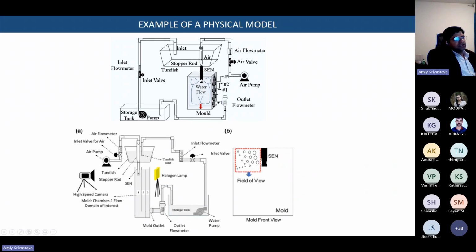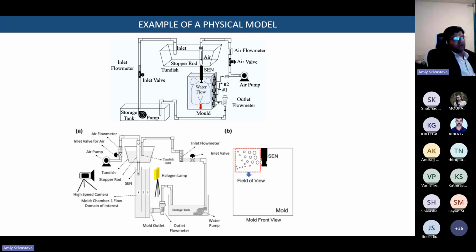We had to make sure that it completely imitates the casting speed, because in the mold region the casting speed is quite slow, so the flow behavior should also imitate that. We cannot withdraw water at a very high flow rate, because in reality water is not coming out from here; basically the strand is coming out and the strand speed is very low. So we had to make it in such a way that we can imitate the exact casting speeds. That's why we made a three-chambered model here. And then we took this field of view and took images to see the bubbles. So this is a schematic of the physical model we have developed.